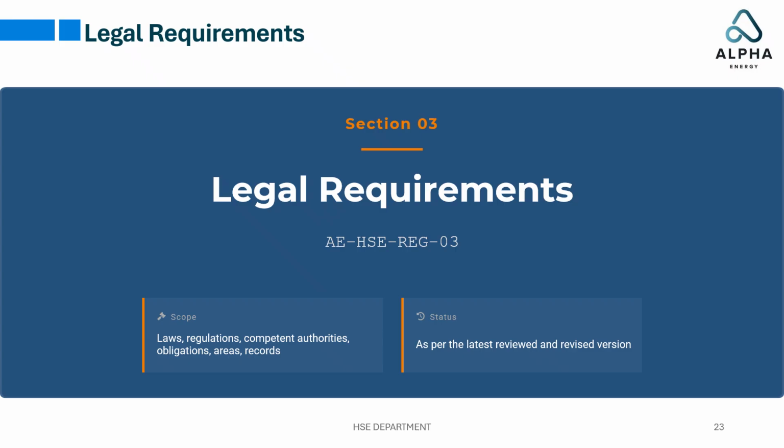The scope of this register includes laws, regulations, competent authorities, regulatory obligations, operational areas affected, and required records or evidence of compliance. It serves as a structured reference to ensure that all applicable HSE and environmental legal requirements are identified, monitored, and integrated into operational practices. The register is maintained in accordance with the latest reviewed and revised version, ensuring that legal obligations remain updated and aligned with current regulatory requirements and authority guidelines.